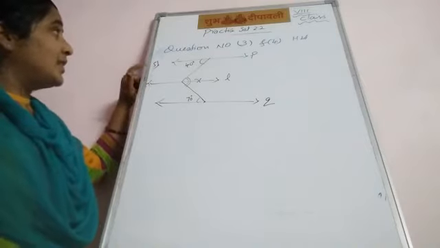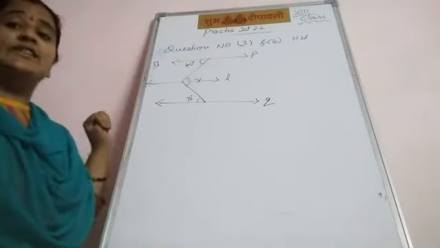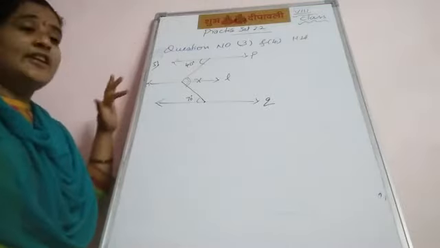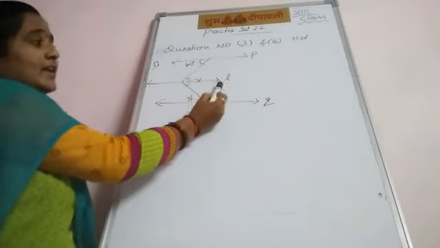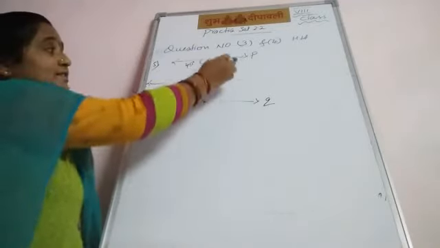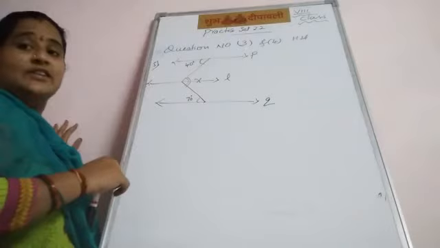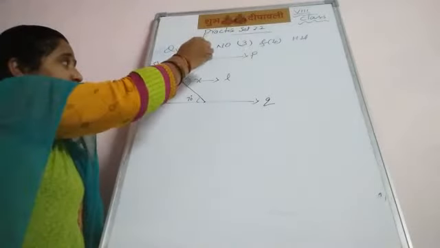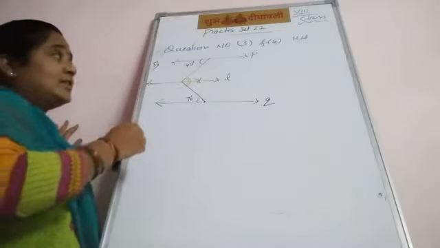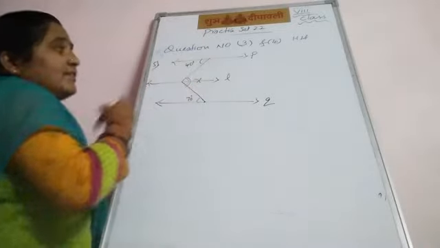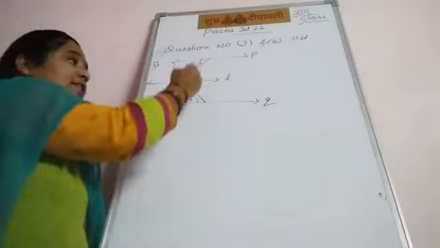Fifth question. Observe the figure. Here how many lines are there? 3. These 3 lines are parallel to each other: line P, line L, line Q. If you observe this V shape, these two are transversals. Okay. Now find the value of x, the total x.